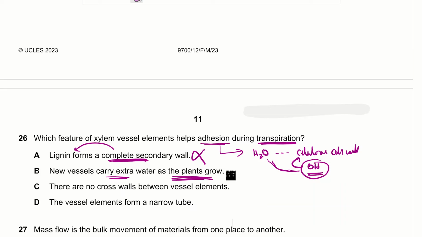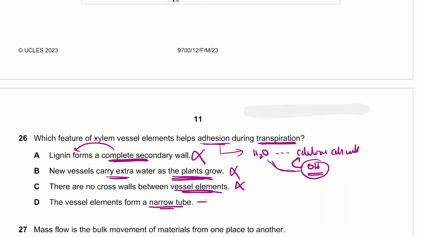However, it has nothing to do with the mechanism of adhesion. Carrying extra water does not help with adhesion. Therefore, this is incorrect. No cross walls between vessel elements. This is also incorrect. D, the vessel elements form a narrow tube.